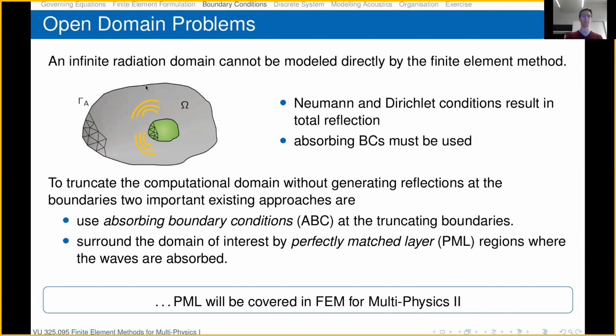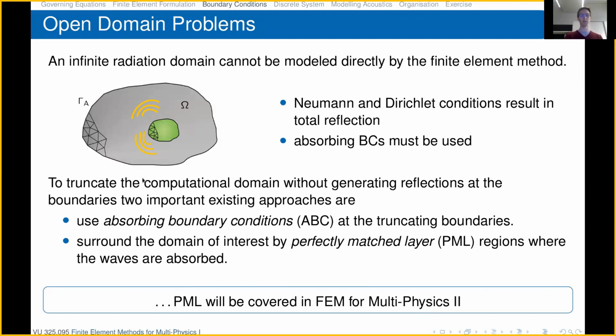The problem is that at these boundaries where we truncate our domain, the Neumann and Dirichlet conditions will lead to total reflections of the waves. So that means we have to assume absorbing boundary conditions in order to model this phenomenon.